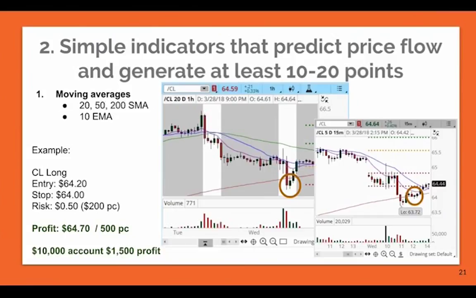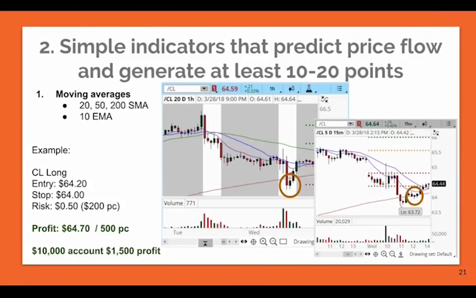I've been talking about the simple indicators that predict price flow. The one indicator that I absolutely love is the moving averages: the 20, the 50, the 200 SMA, and the 10 EMA. These are the moving averages that I use. These are the moving averages that I used yesterday for a late day trade.